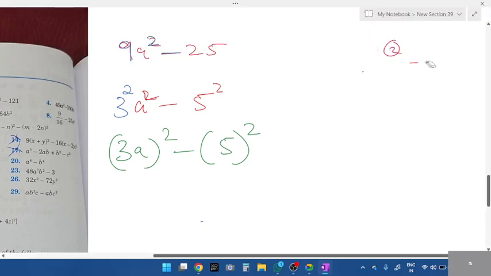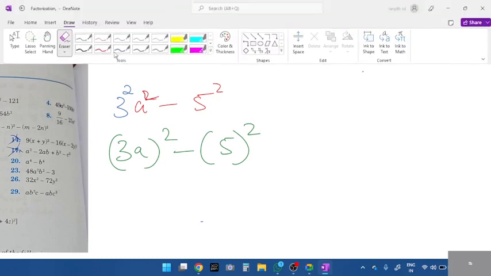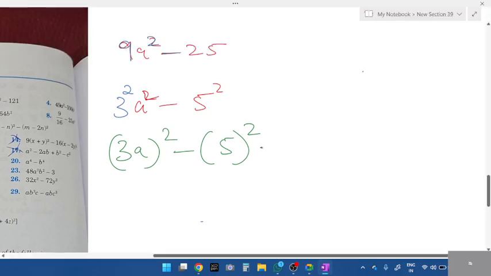What's the final answer, students? That's it. Just add both and subtract both. You'll get the answer. Look, take 3a, add with 5. Take 3a minus with 5. What's the next question? Can you tell me the next one?